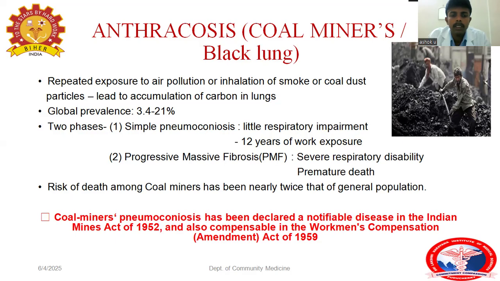Following this, the second stage is called progressive massive fibrosis. Here there is severe respiratory disability and premature death can also occur. The risk of death among coal miners is nearly twice that of the general population. Coal miners' pneumoconiosis has been declared a notifiable disease in the Indian Mines Act of 1952, and is also compensable under the Workmen's Compensation Act of 1959.